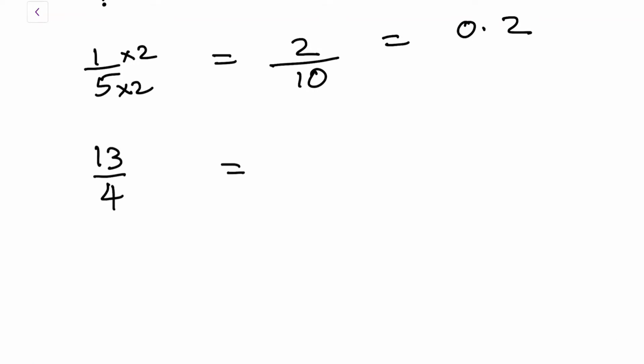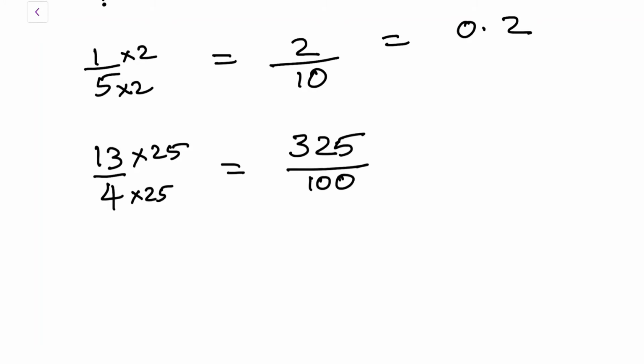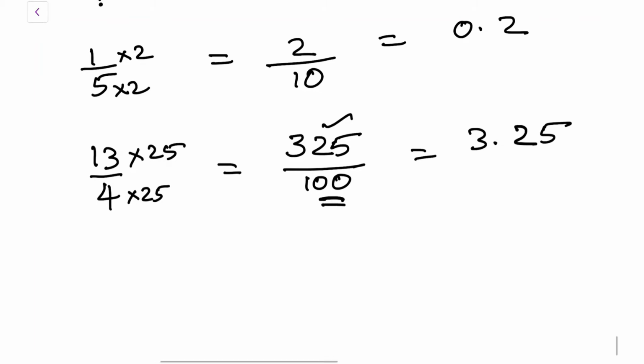Again, we can see, we can make the 4 into 25 and 13 into 25 because the factor of 100 can be written as 25 into 4. So 13 into 25 is 325 and this can be written as 3.25. Remember, 2 zeros, so do 2 decimal places and this becomes your whole number part.